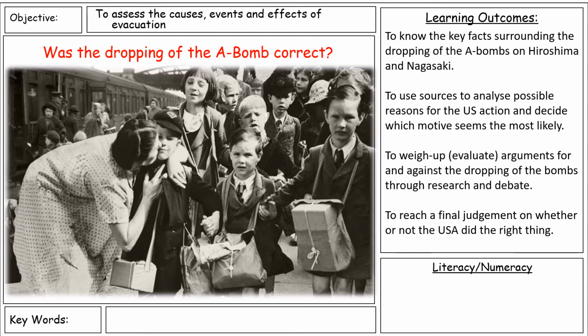Okay, so yesterday we looked at what the motives were for America dropping the atomic bomb, and today we're going to actually look at whether we think that America was right to do so and whether it was the correct decision. We're going to weigh up and evaluate arguments for and against dropping the bombs and have a little bit of research time on that, and then at the end of the lesson we're going to reach a final judgment on whether or not America did the right thing and were correct to drop the bomb on Hiroshima and Nagasaki in 1945.